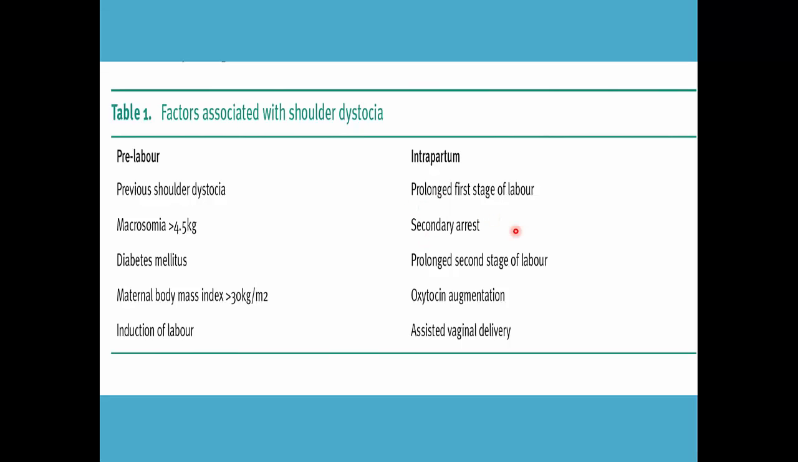And secondary arrest, prolonged second stage of labor, oxytocin augmentation, and assisted vaginal delivery. So we said vacuum delivery increases the risk of shoulder dystocia more than forceps delivery.